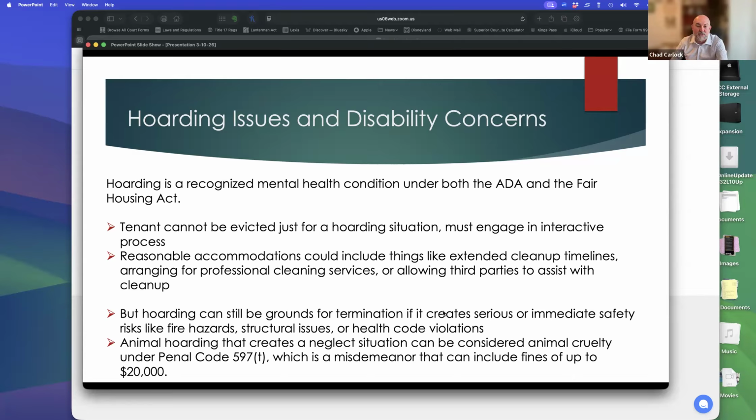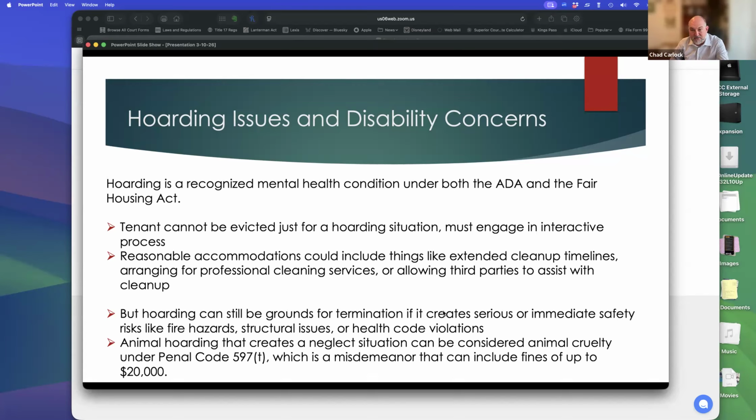Other accommodations include arranging for or providing professional cleaning services, allowing third parties like family members or sometimes adult protective services folks to come in and work with the person to assist in cleanup. So again, because it's a reasonable accommodation and you're still concerned about and responsible for health and safety issues, code compliance, all that sort of thing, hoarding can still be grounds for termination if it creates a serious or immediate safety risk, like a fire hazard, structural issue, or a health code violation.